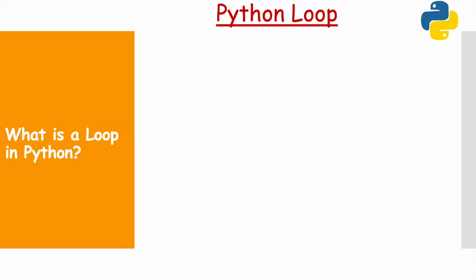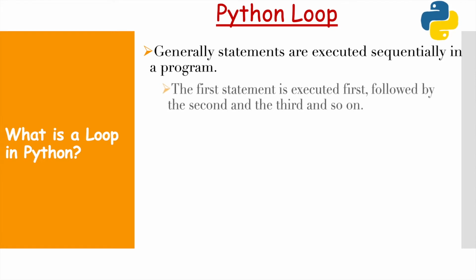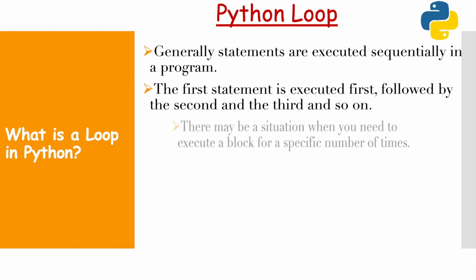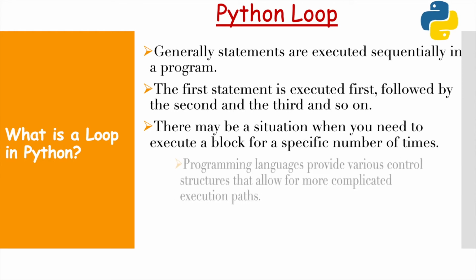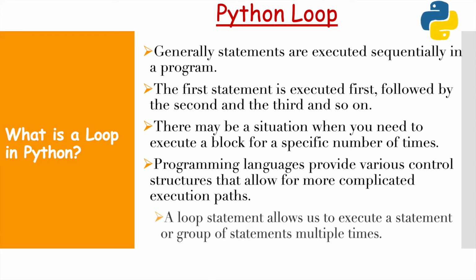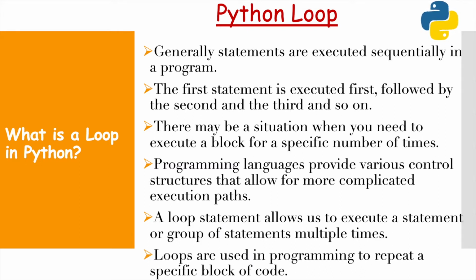So let's start. Let's see what a loop in Python is. Generally, statements are executed sequentially in a program. The first statement is executed first, followed by the second and the third, and so on. There may be a situation when you need to execute a block a specific number of times. Programming languages provide various control structures that allow for more complicated execution paths. A loop statement allows us to execute a statement or a group of statements multiple times, and loops are used in programming to repeat a specific block of code.